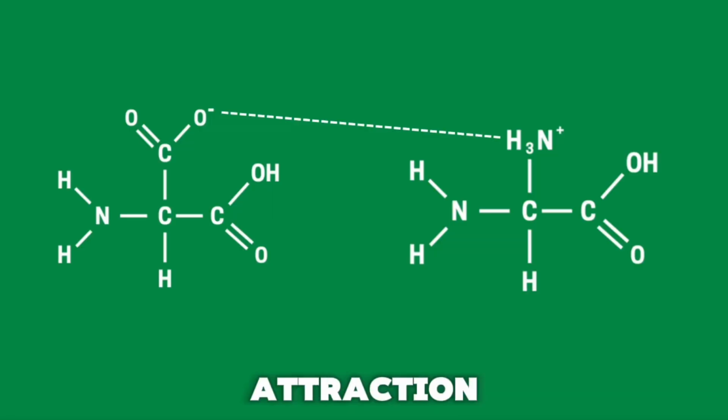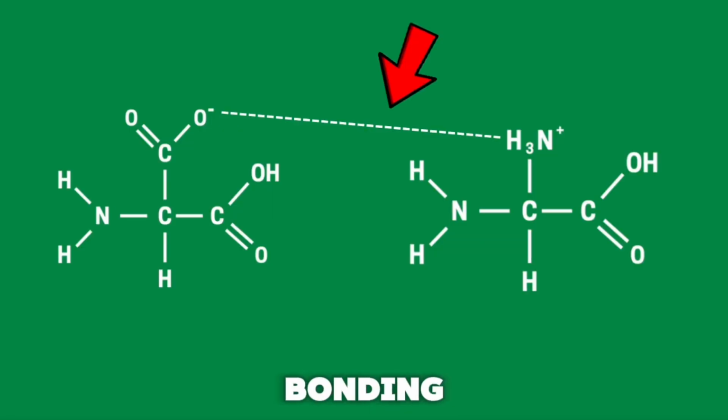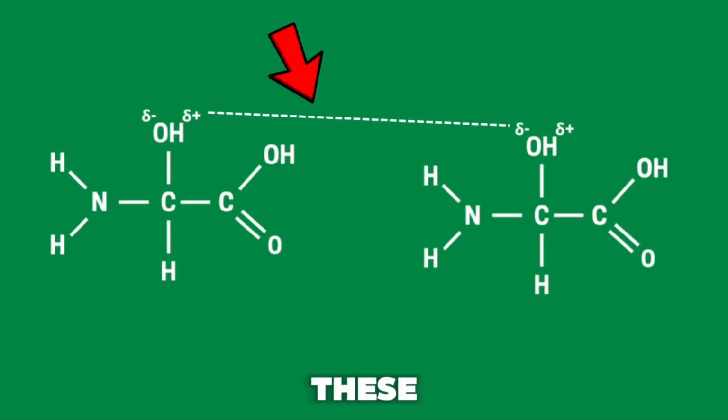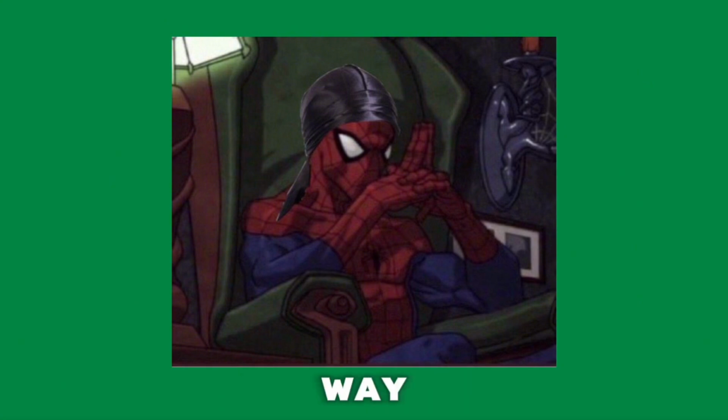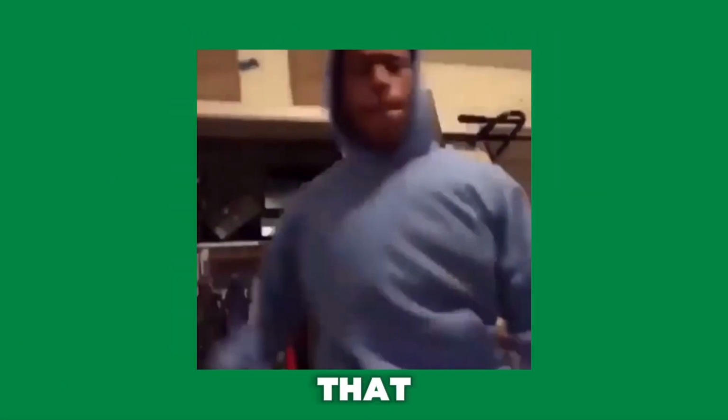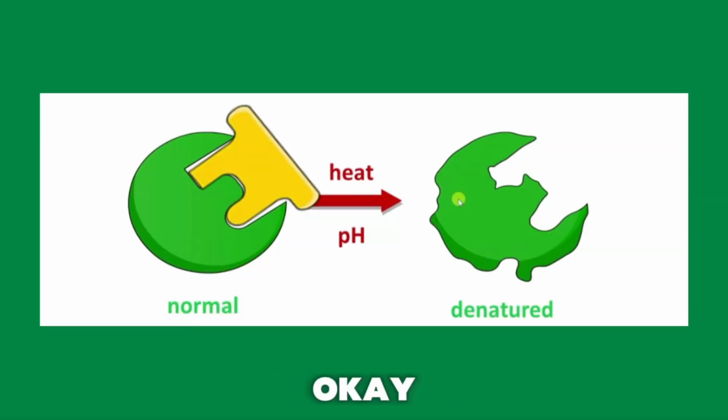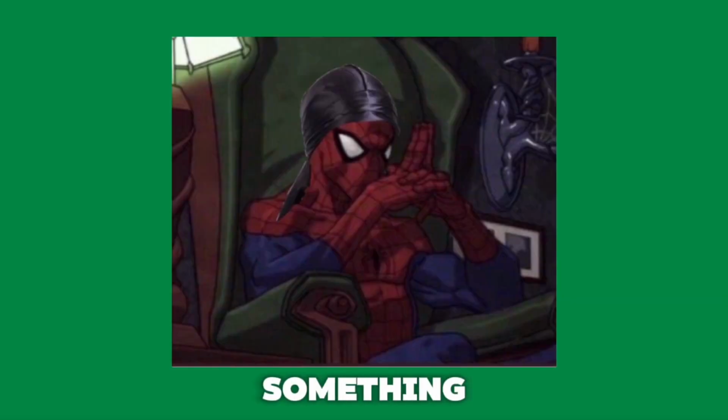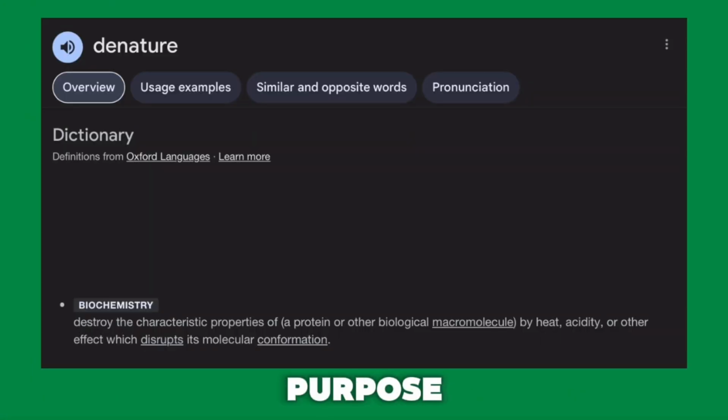It's because it comes in and blocks the attraction between the ionic bonding and the hydrogen bonding and all these different attractions. It gets in the way and it starts to destroy these proteins, or a better word for it is that it starts to denature these proteins, okay? And what that means is when a protein is denatured, it no longer serves its purpose. It no longer functions correctly.